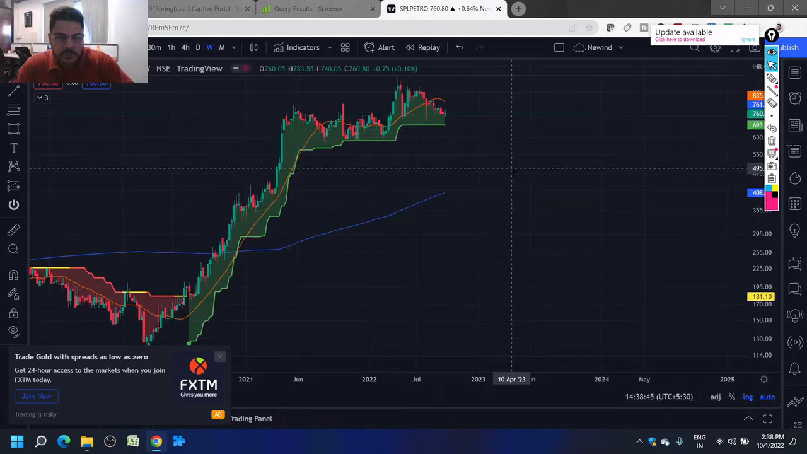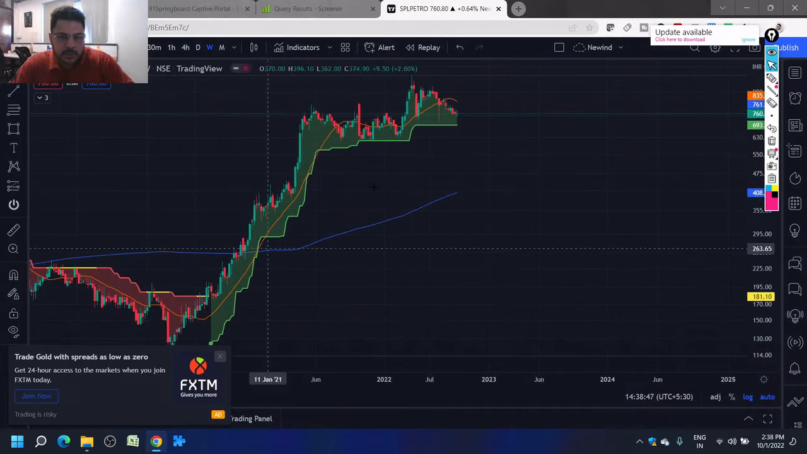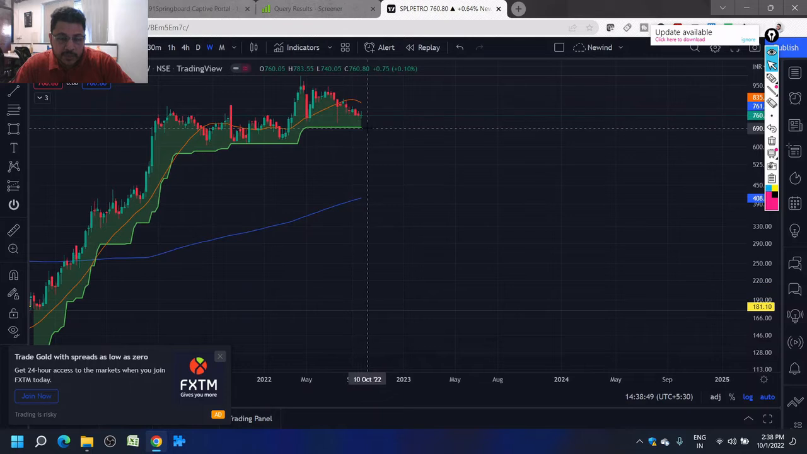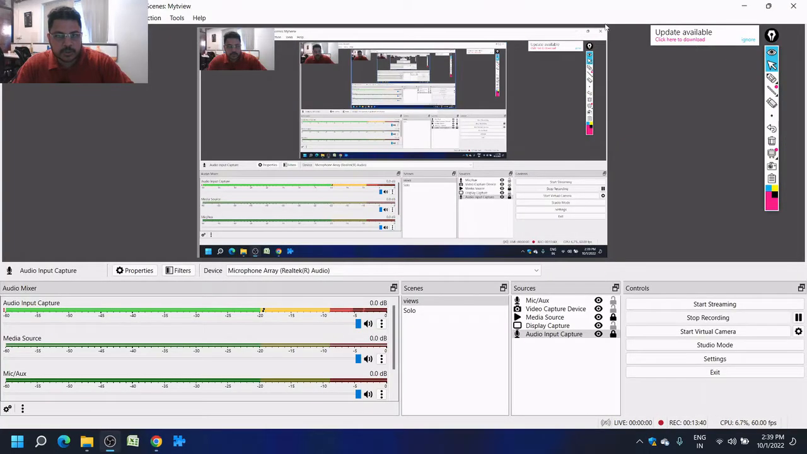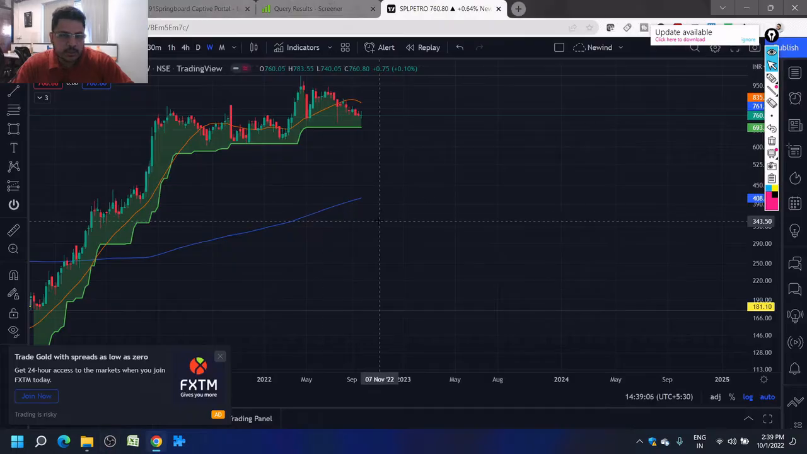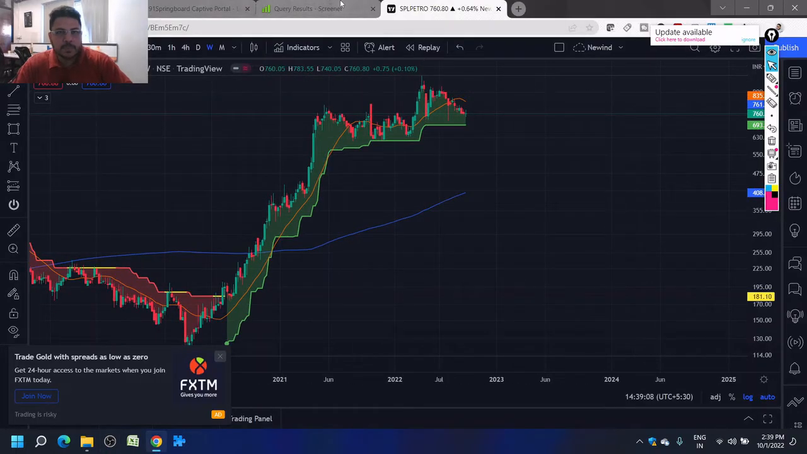Supreme Petrochemicals. It is also kind of in consolidation, but yes, you can invest 25% and wait. If it bounces from this, if it doesn't break this super trend, you can invest more. You should look out for a candle which can give you a reversal. I hope my screen is getting captured. Yes, it is. So that's not a problem.